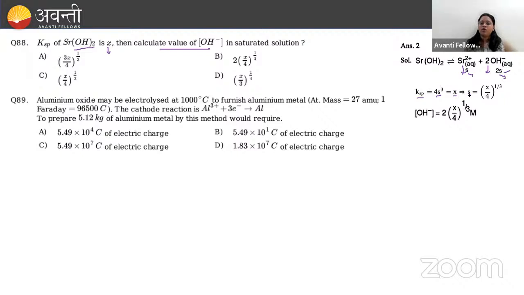Then solubility, that is S, will be what? For Ksp, we write X is equal to 4S cube. So S is X by 4 raised to 1 by 3. That is the solubility. I have rearranged this for S. But we need to calculate the concentration of OH minus, which is 2 times S. So the OH minus ion concentration becomes 2 times X by 4 raised to 1 by 3. That is option B.